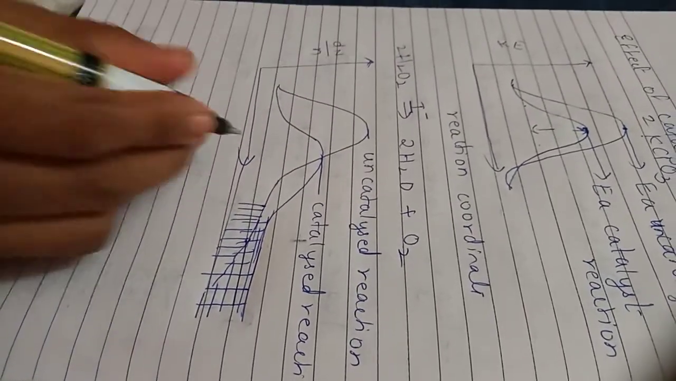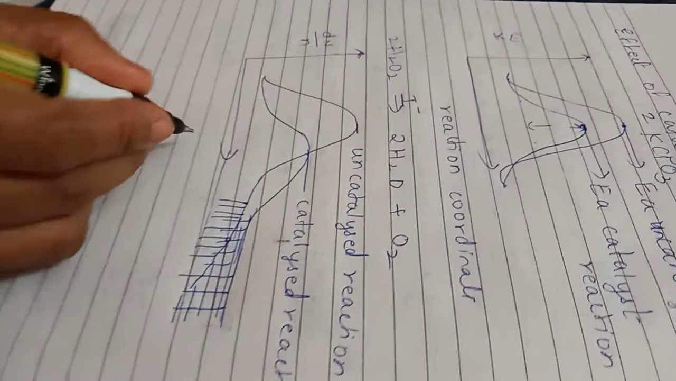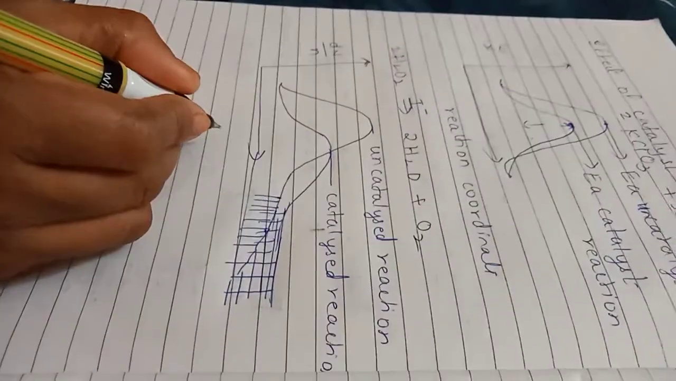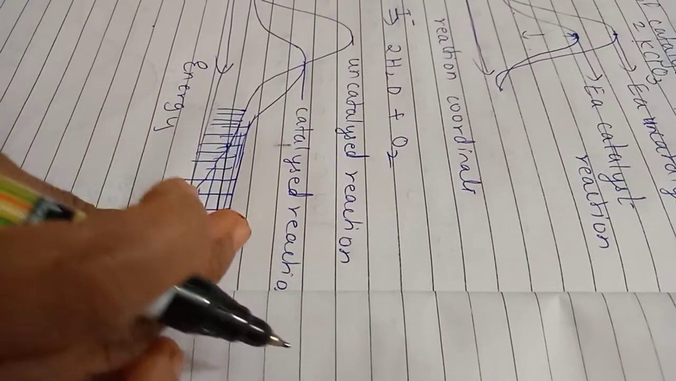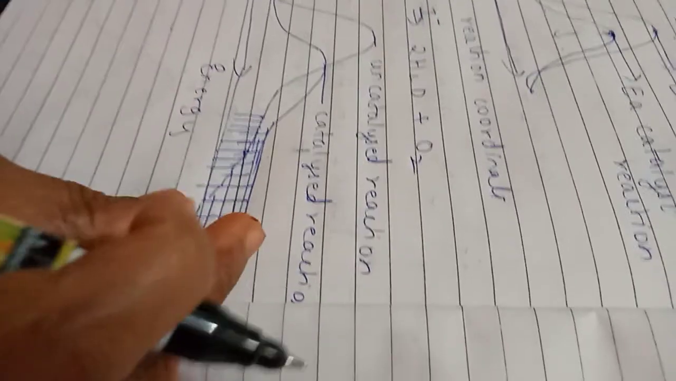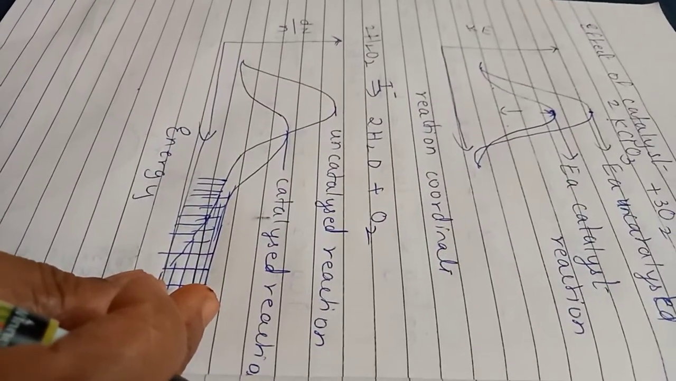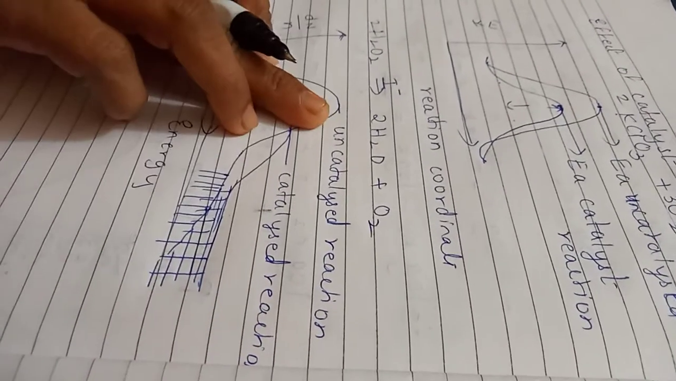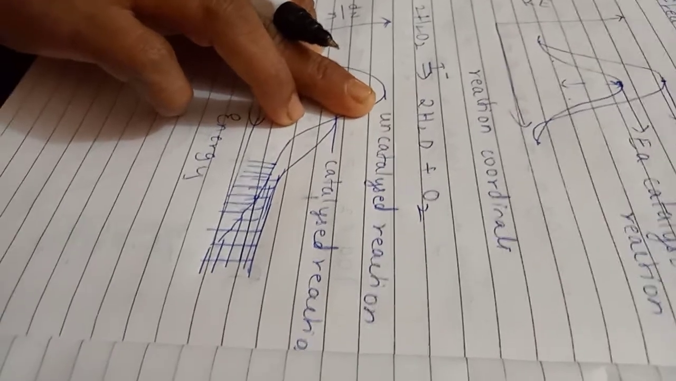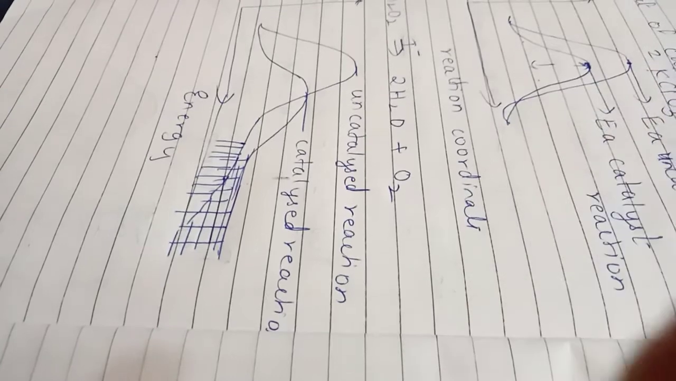That's it. So when you plot a graph of the fraction of molecules possessing activation energy versus energy, you get a graph like this. This graph is larger than this one, which shows that the fraction of molecules getting converted into products in a catalyzed reaction is higher than in an uncatalyzed reaction. That's it. Are you okay, students?